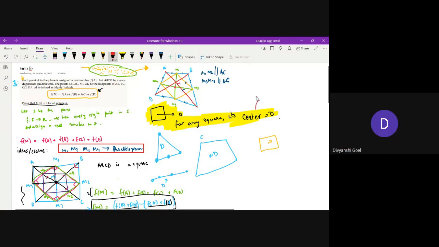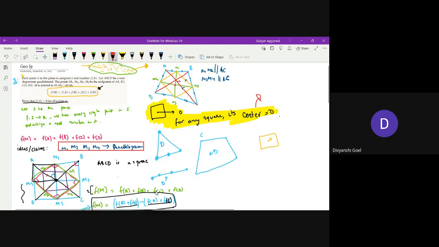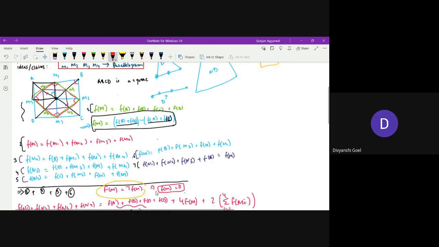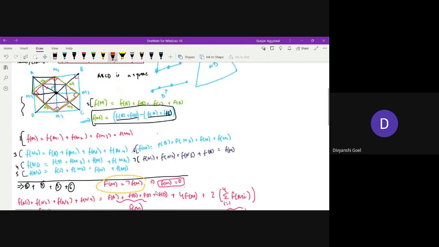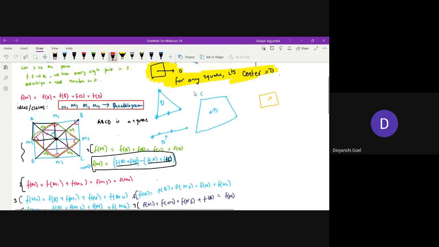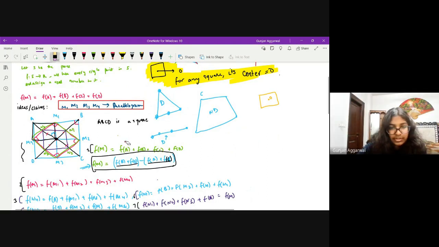Ma'am, from here, it is proof that f of m is 0. This doesn't imply that if f of m is f of a plus f of b plus f of c plus f of d, all the numbers are 0. They could add up to 0. But we have to prove that all the numbers are 0. Yeah, we'll prove that.